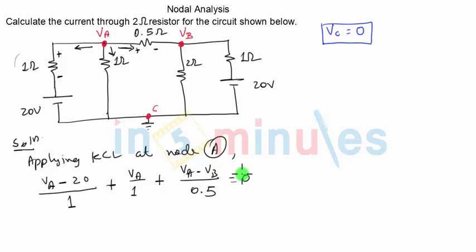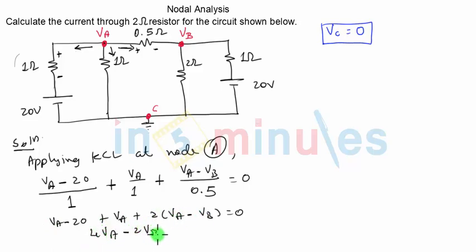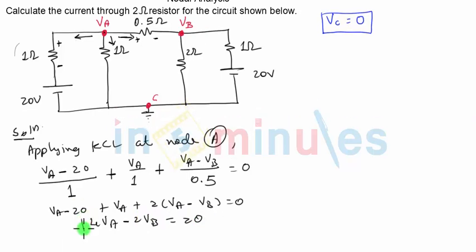So let's see what are we going to get. This is simply VA minus 20. This is VA plus 1 upon 0.5, which is nothing but 2. So you get VA plus 2VA, so that's 4VA minus 2VB, and this will be equal to minus 20 goes on the other side, becomes plus 20. So that's my first equation using KCL at node A.